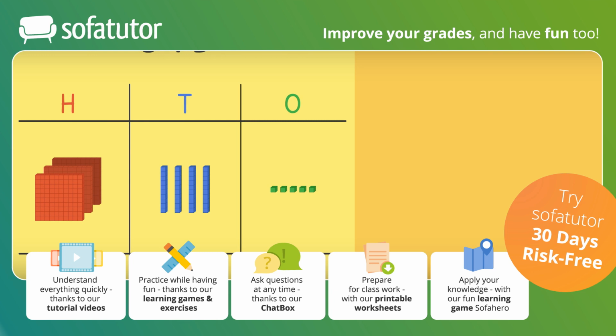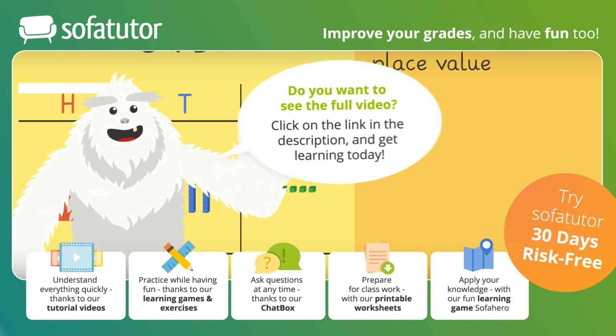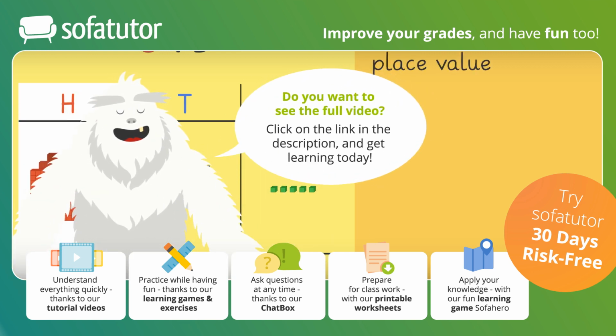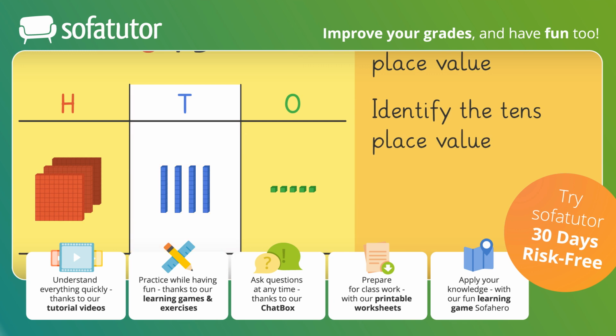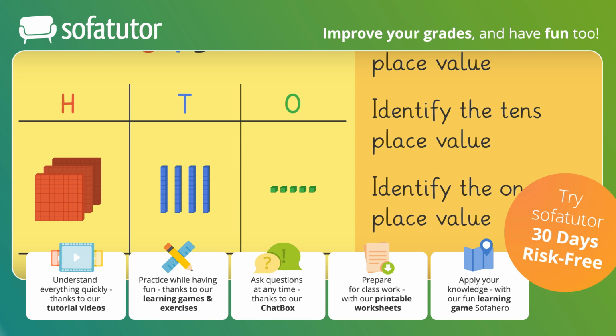First, count the hundreds blocks to identify the hundreds place value. Here, we have 3 hundreds blocks, which represents 300. Next, count the tens blocks to identify the tens place value. Here, we have 4 tens blocks, which represents 40. Then, count the ones blocks to identify the ones place value. Here, we have 5 ones blocks, which represents 5.